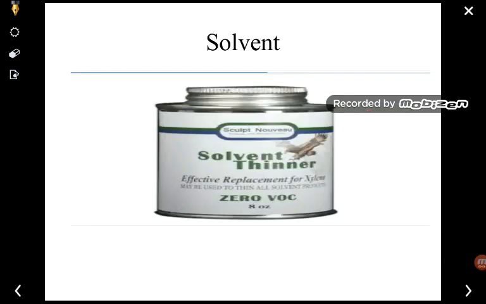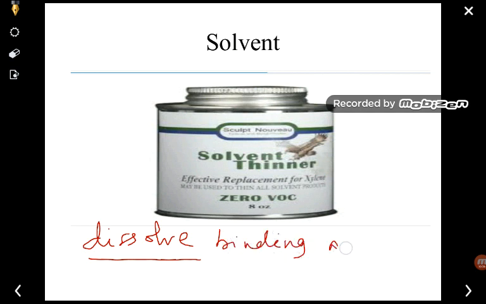Next is the solvent. What is the main purpose of the solvent or thinner? We used to call it a thinner. The main purpose of this thinner is to dissolve the binding agent. ये मेन काम क्या करता है, जो बाइंडिंग एजेंट है आपका विनाइल या एक्रेलिक सॉरी अल्काइल रेजिन है, दे यूज टू डिसॉल्व दिस बाइंडिंग एजेंट्स. So the main purpose of the solvent is to dissolve the binding agents and give the paint a proper texture. इसके कारण पेंट को एक प्रॉपर टेक्सचर मिलता है.